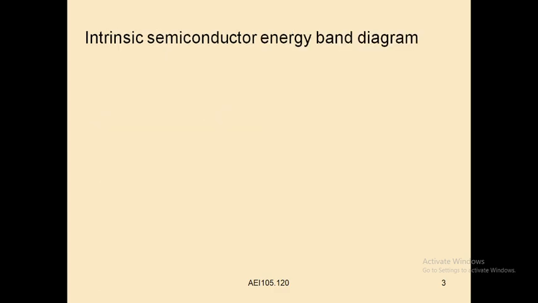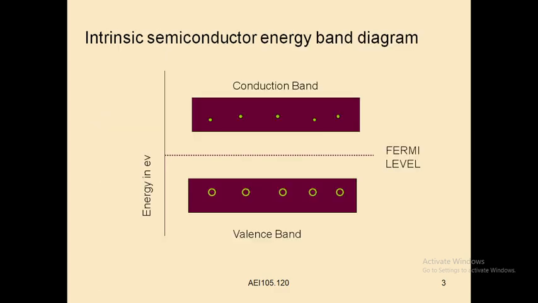While coming to the energy band diagram of intrinsic semiconductors, here we have the valence band, conduction band and Fermi level. Here electrons always will try to jump from the valence band to the conduction band after gaining some energy.